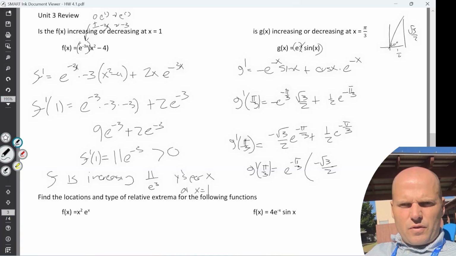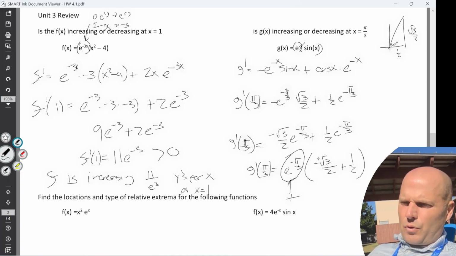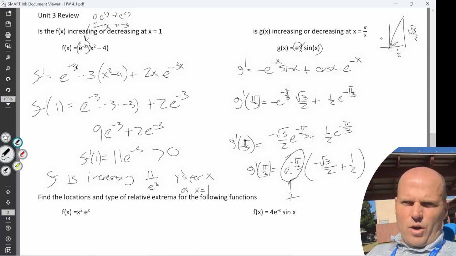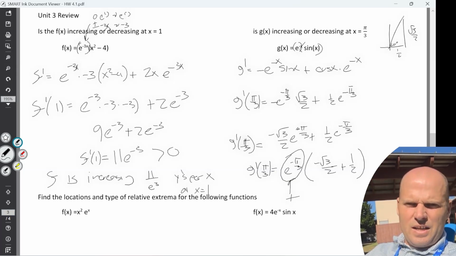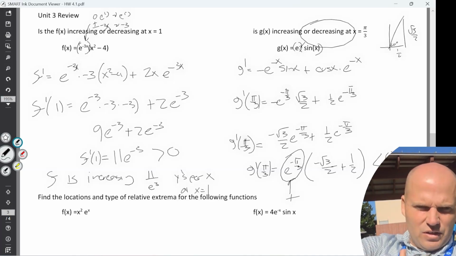Negative root 3 over 2 plus a half. This will always be positive. Cool. Negative root 3 over 2 is bigger than 1/2. You can see root 3 over 2 is bigger than half. The sine is bigger than the cosine, but the negative is still there, so this is actually a negative value. So we would say g is decreasing by this many y's per x, whatever that value is. Okay?